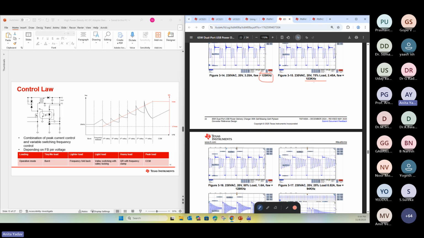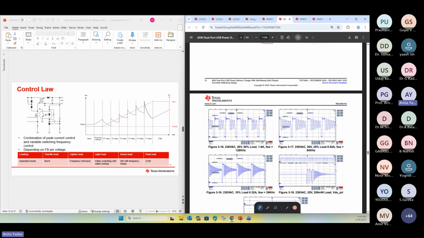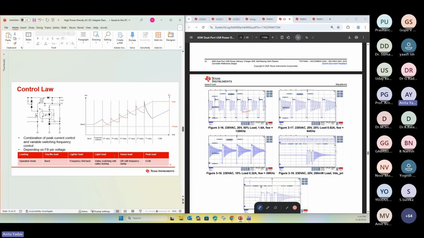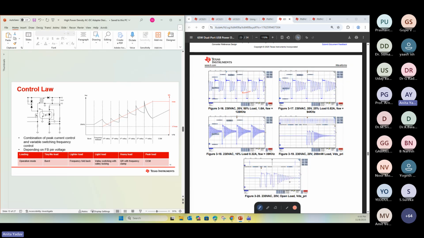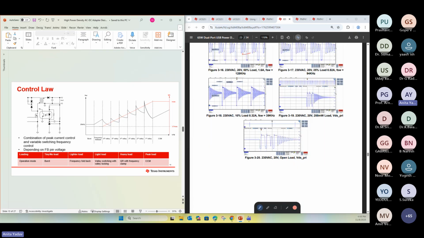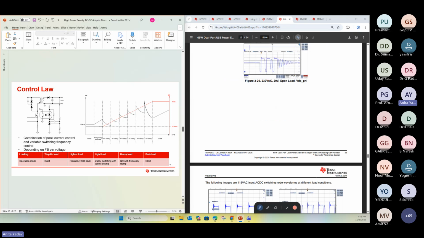At 75% it's operating in third valley. At 50%, if we go down in power, we can see it's operating in the fourth valley. We are going basically in this direction. Then at 25% it goes into the seventh valley, and then it turns into the frequency foldback mode. All the way from 6 to 7, these two are in the frequency foldback mode, and then it comes into the burst mode. In burst mode, a minimum packet of 3 switching pulses will appear, and based upon the output voltage, the next switching pulse will come.